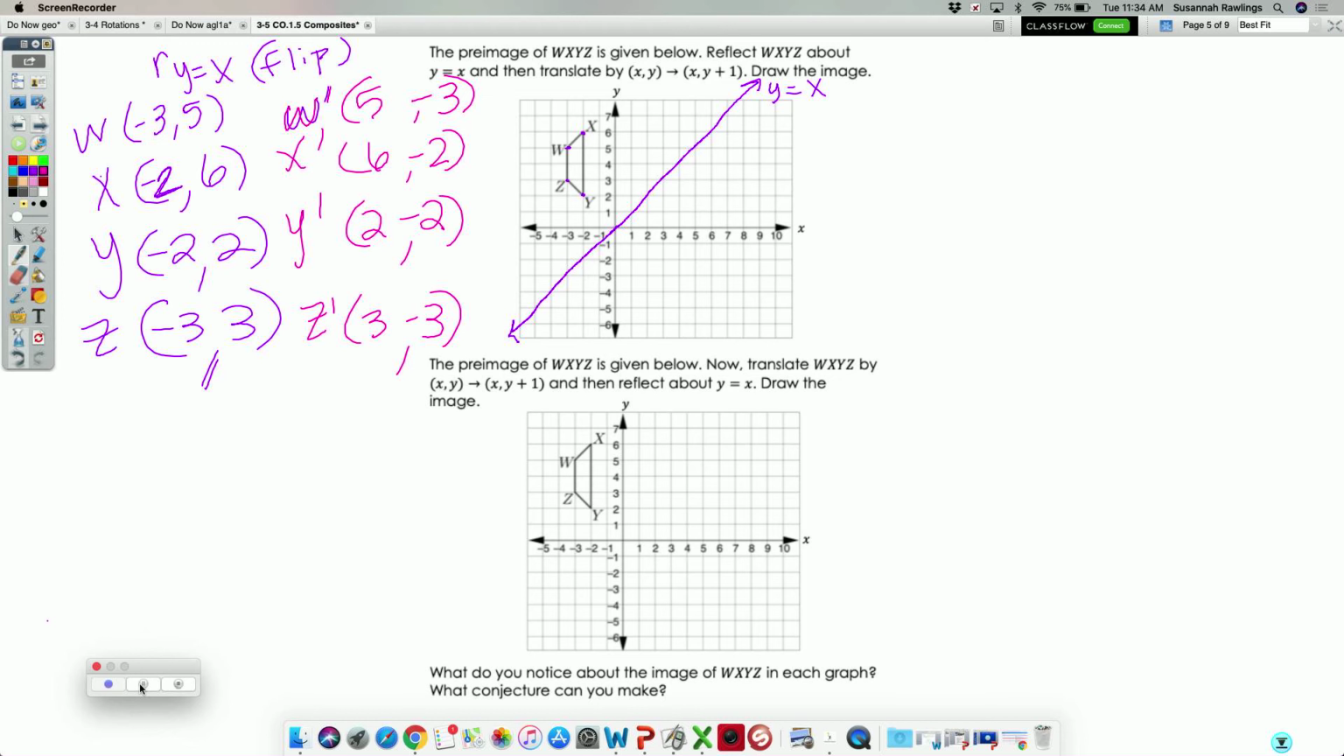Okay, so remember you just flip your points there. So negative 3, 5 became 5, negative 3. And make sure they are labeled with a single prime. Negative 2, 3 became 3, negative 2.